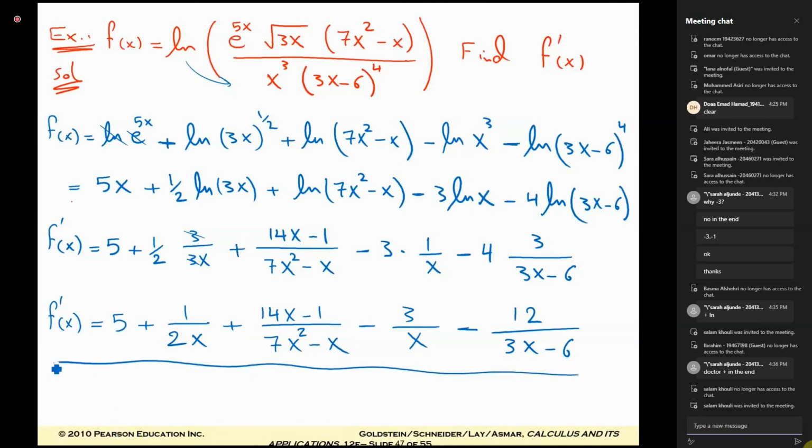For example, as we said, x multiply y over z multiply w. How can we distribute this one? ln x plus ln y minus ln z minus ln w.